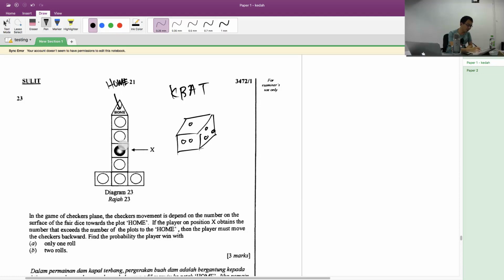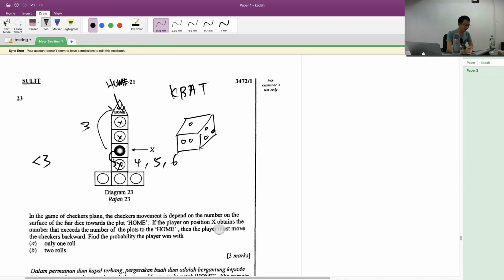That means in order to go home here, your dice should get 3, isn't it? Then you move 1, 2, 3, you reach home. But the question is trying to say, if you get any number bigger than 3, actually you're moving backwards. That means from X, you go into here. You get 3, you end. So you get 4, you get this position. If you get 5, you go backward. If you get 6, you go backward also. I guess this is what the question is trying to say.